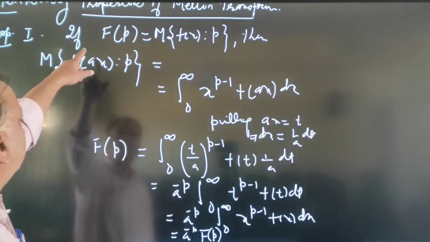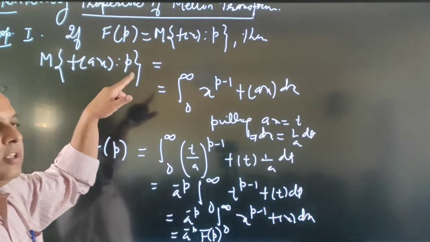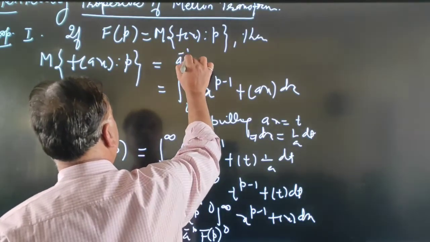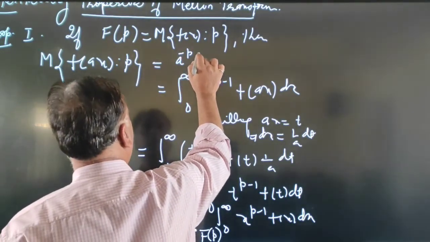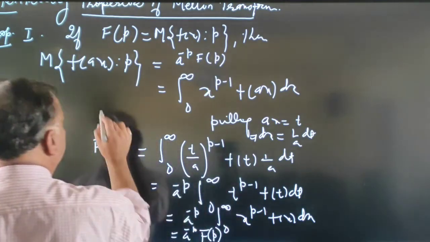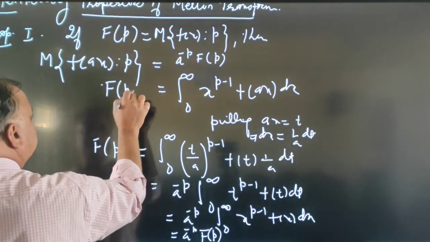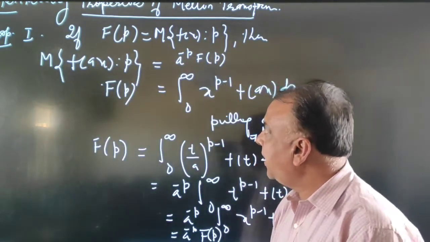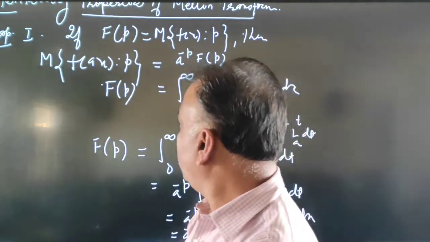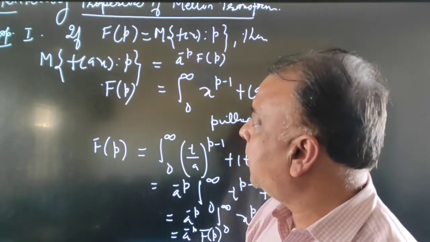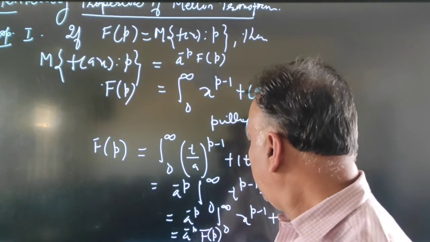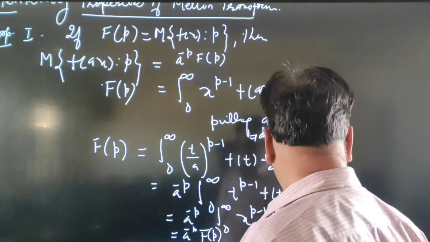So the Mellin transform of the function f(ax) with respect to parameter p is equal to a raised to minus p F(p). So the first property is that if the Mellin transform of the function f(x) is equal to F(p), then the Mellin transform of the function f(ax) is equal to a raised to minus p F(p). This is the first property.